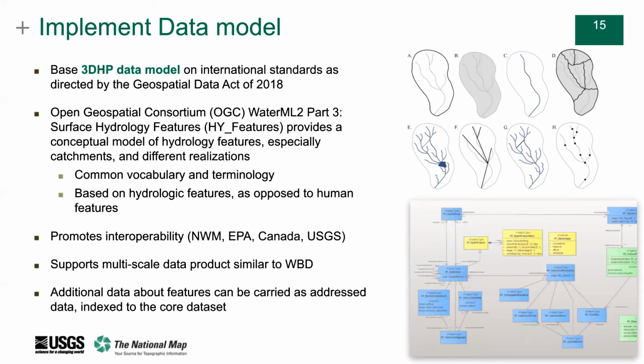So the data model is conceptually very different from what we've used with the NHD, which is just points, lines, polygons, right? The idea here is going to be based on the OGC HY_Features standard. And so this is really a water-oriented data model, designed specifically for hydrologic applications rather than being a sort of modernized transportation network or something like that. It includes common vocabulary to speak about water features.